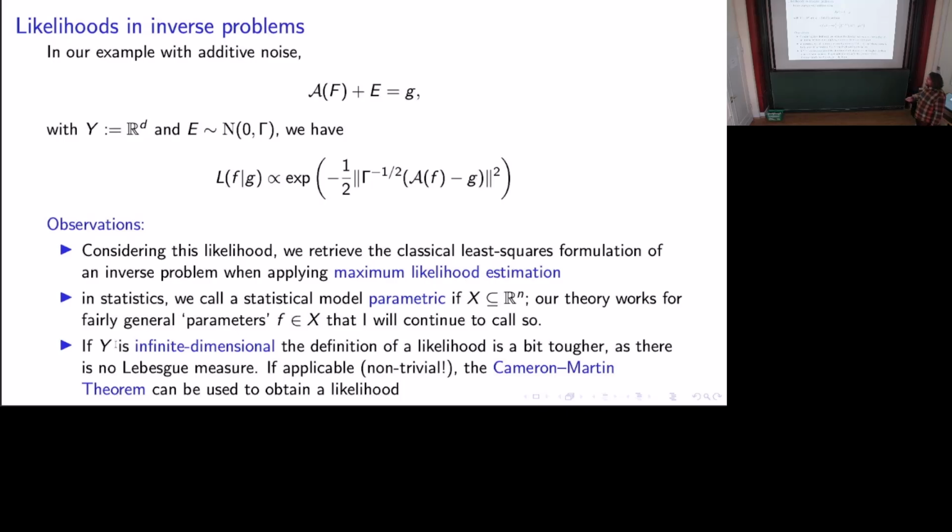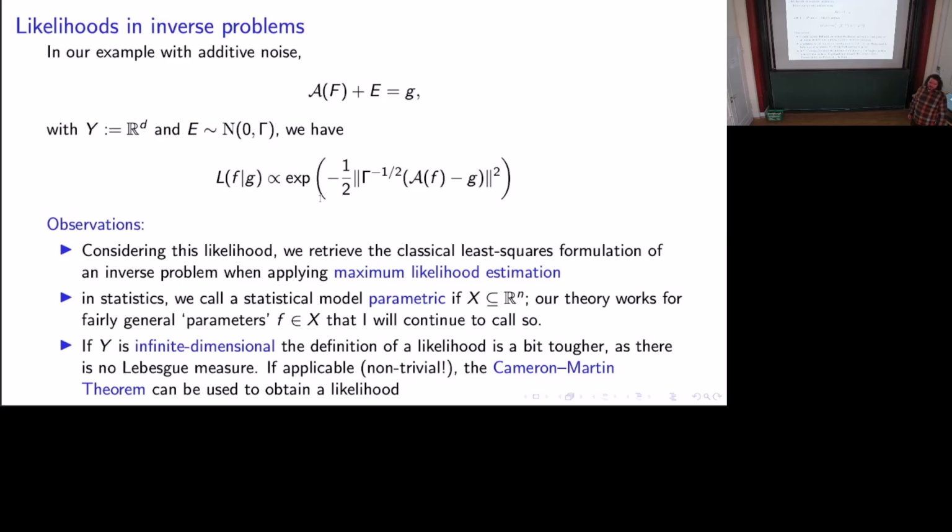Here we assume that the data space is finite dimensional. You can also assume the data space to be infinite dimensional. In inverse problems, especially in imaging, people often work with infinite dimensional data spaces. In that case, you can't really write down its density because there is no density of this form for Gaussians.